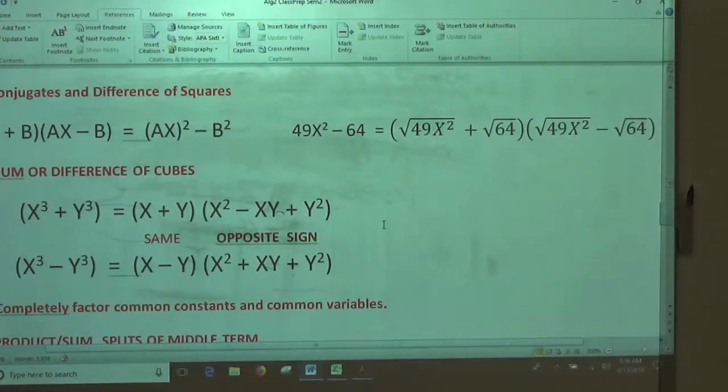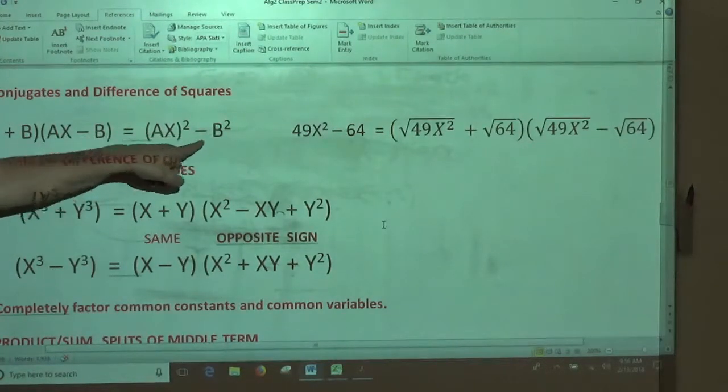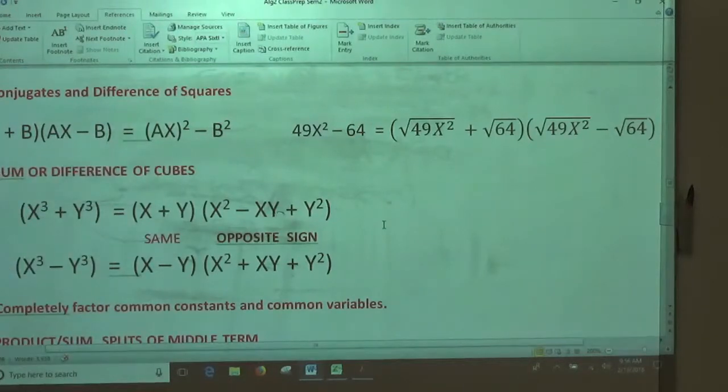Now here's what happens. When you have two conjugates, this times this is the first, that'll be the square of AX. The last number is this times this, which will be negative b squared. But the inside is positive ABX, and the outside is negative ABX. Positive and negative cancel to 0, so you only have two terms.